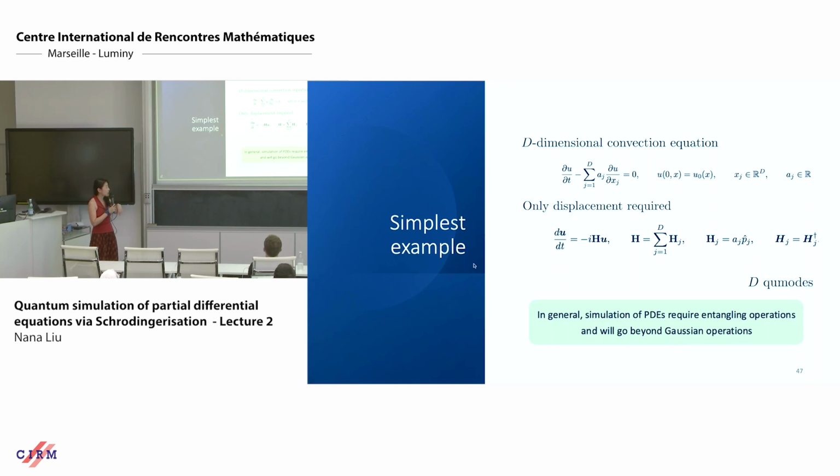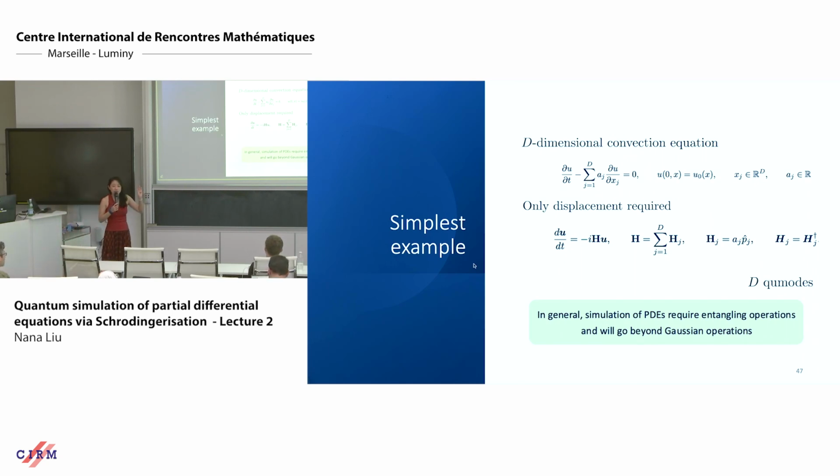And this operation is something very well known in quantum optics, called a displacement operator. It kind of makes sense because you're displacing the state. This is something that's very easily done in quantum optical systems, and we actually have an experiment running right now doing that. In general, simulation of PDEs does require entangling operations. But here we see that, unless the initial state is complicated, we actually don't need this. And you also go beyond Gaussian operations.